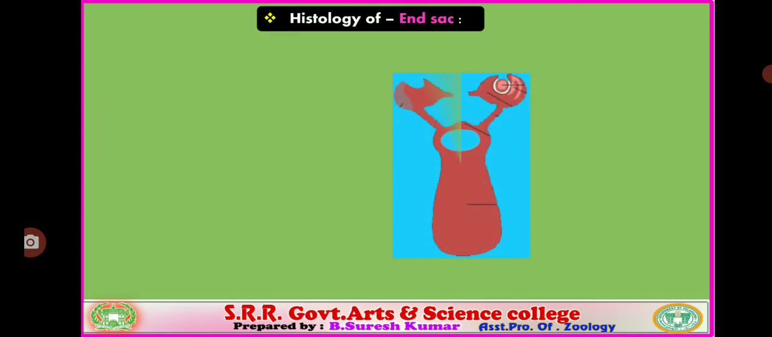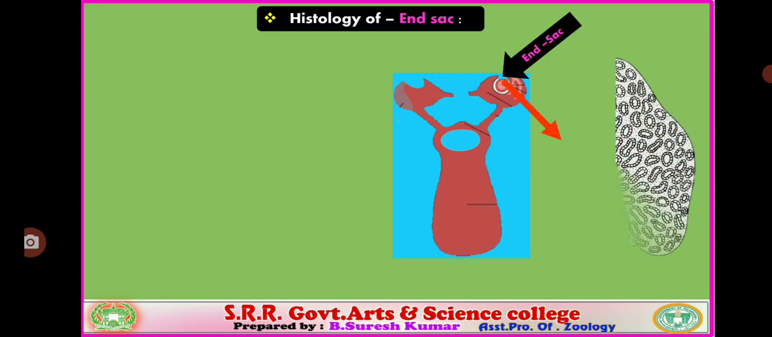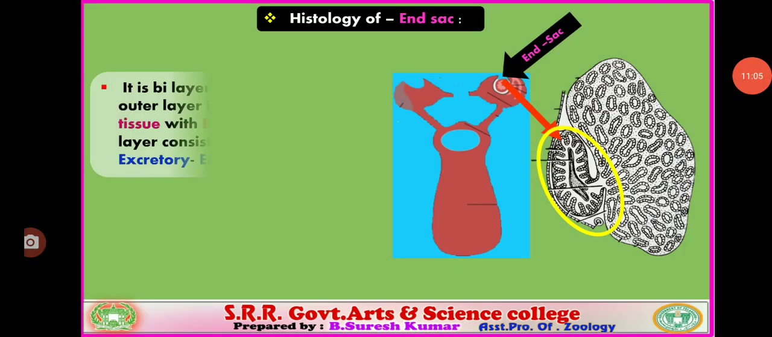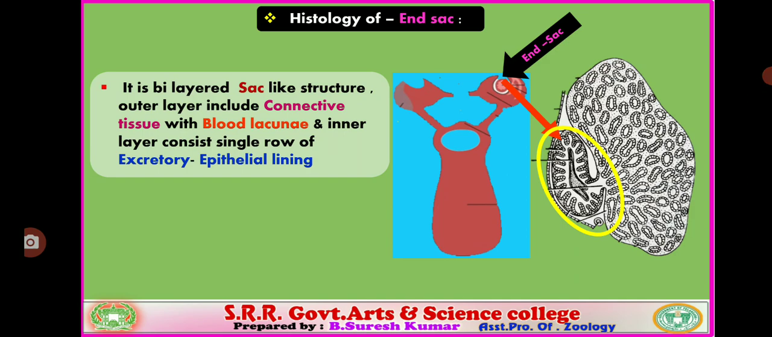Right? Next, if we observe the histology of the end sac, you observe this is the end sac. If we observe a section of the end sac, it appears like this. You verify that at the base of the diagram, the bean-shaped structure is there. So this is the end sac. Present inside the circle, you verify that is the end sac. Right? Yes. So the end sac is a bilayered sac-like structure.